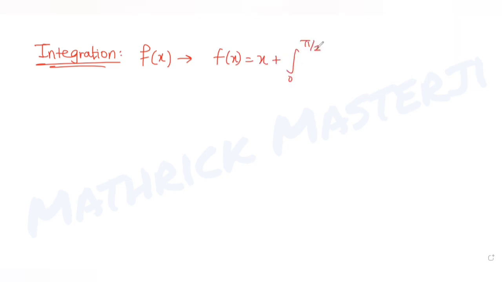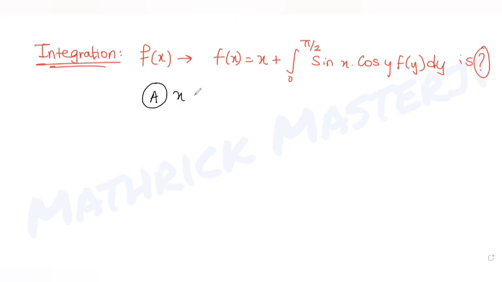Let's see today's question. Today's question we are taking up from the topic of integration. The question tells us that the function f of x which satisfies the condition f of x is equal to x plus the integral with limits from 0 to pi over 2 of sine x into cos y f of y dy is what? So we need to figure out the answer choice here.